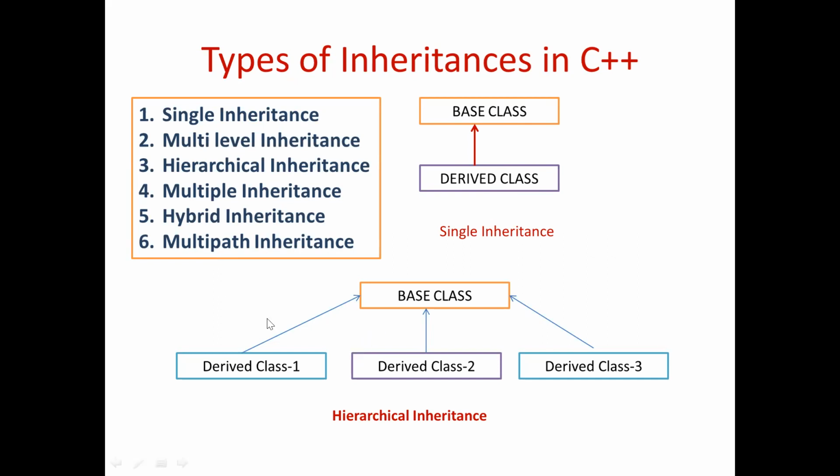And coming to this, it is hierarchical inheritance. In hierarchical inheritance, we have one base class and n number of child classes. In this example, I'll show you 3 child classes which are derived from the base class.